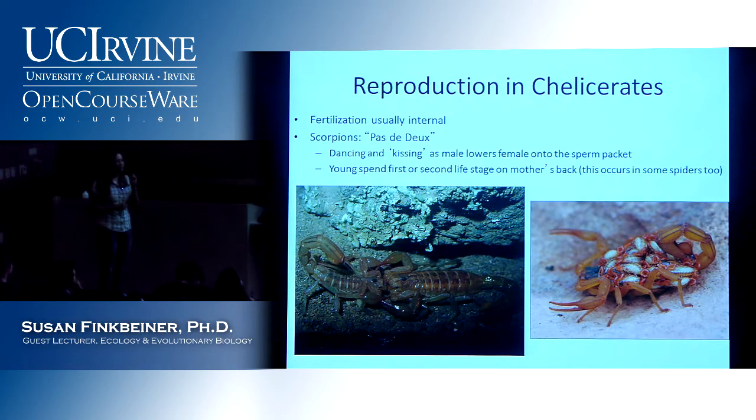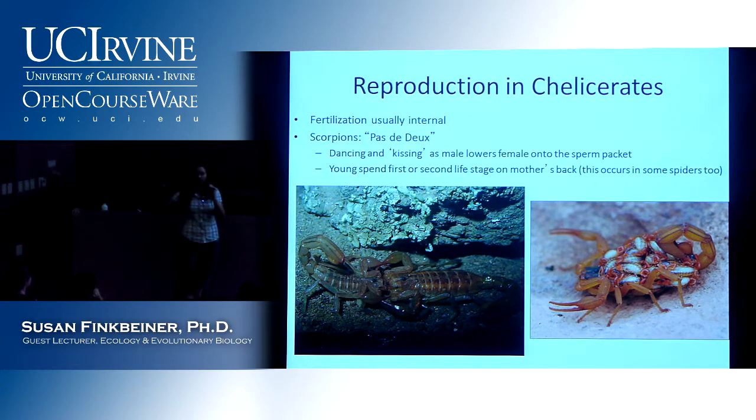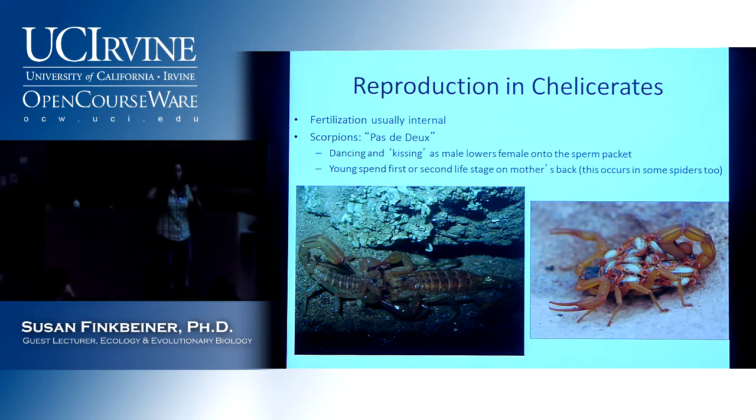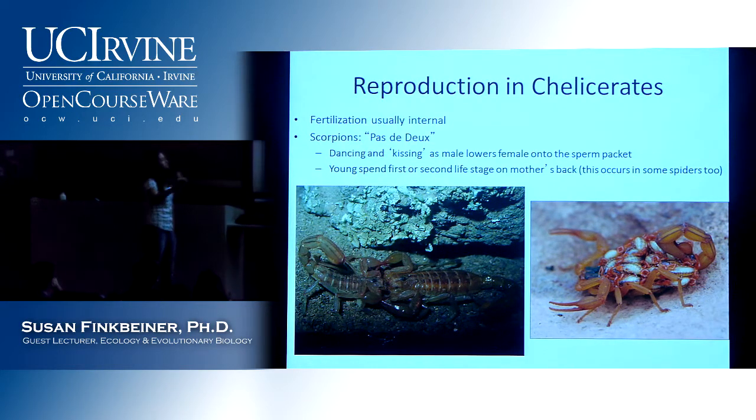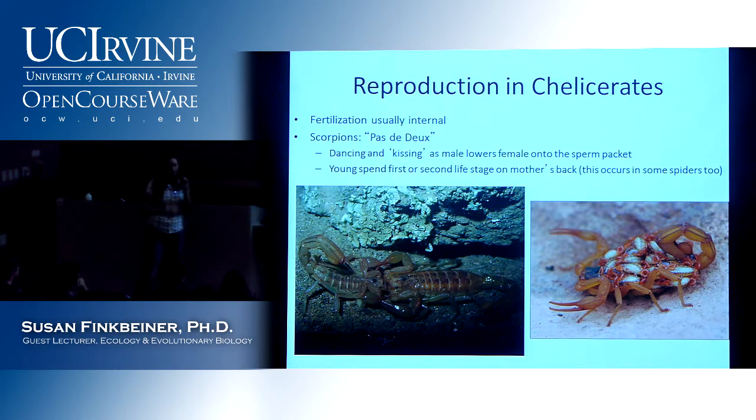So the males will lay a sperm packet on the ground, and then they have to take the female and maneuver her over it. They interlock pedipalps, and it's like they're dancing, and the male is steering the female over to the sperm packet, and they touch faces, and they call that the scorpion kissing. So it's really neat, it's really cute. You should watch it on YouTube if you have some extra time.